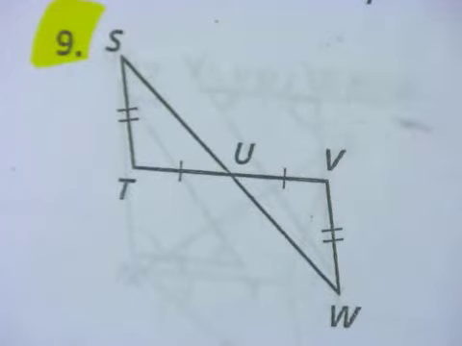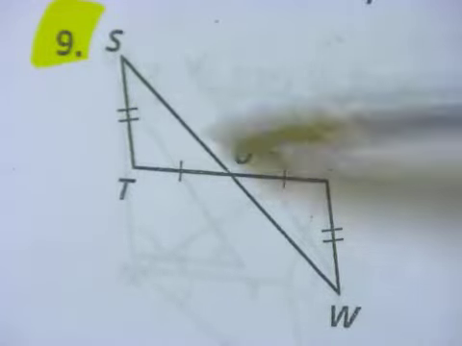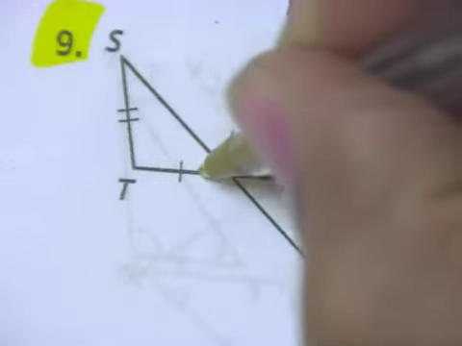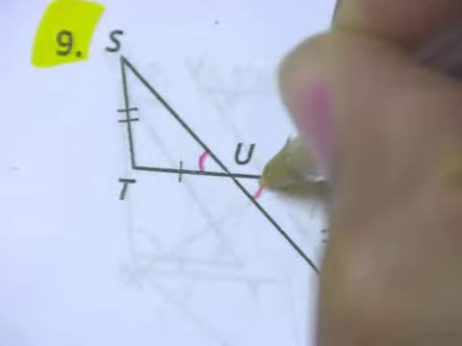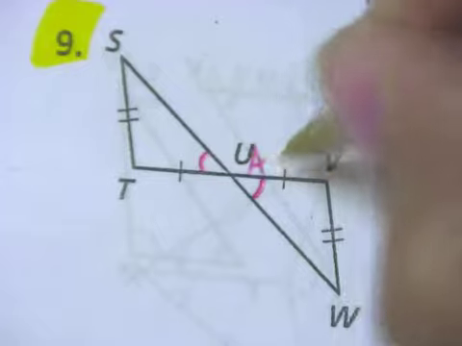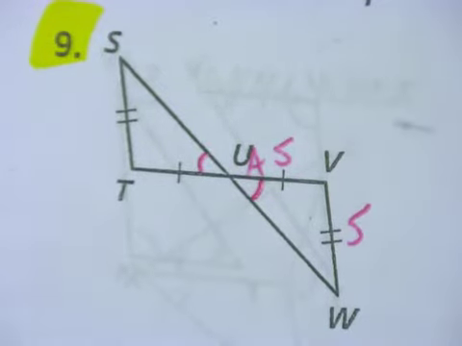And finally, number 9 on page 2. Again, they tell me that these two sides are congruent. They tell me that these two sides are congruent. And although they don't give it to me, I should know from past experience and from a lot of other questions that these angles here are in fact vertical angles, which are congruent.